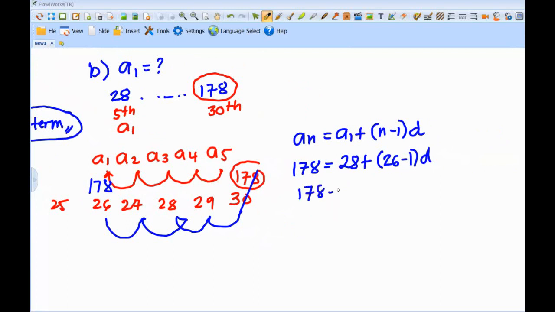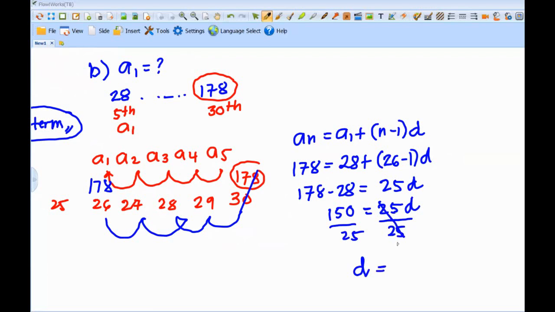So then 178 minus 28 is equal to 25D. So 178 minus 28 is 150 equals 25D. Divide by 25. So what is the value? 6, right? So the common difference is 6. So can we get our first term now? A1, A2, A3, A4, A5. Our A sub 5 is 28.